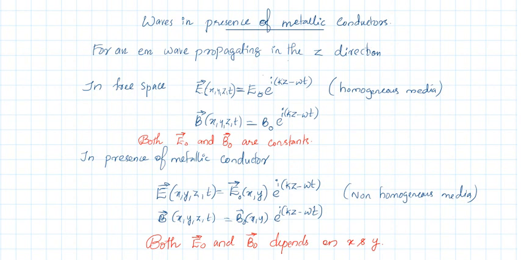Again, assuming that the wave is propagating in the z direction and the dependence assumed is sinusoidal, you can take the z dependence as e raised to i kz. Also, the wave is sinusoidal in time. So the z dependence and time dependence are the same as in the earlier case, but the amplitude part will depend on x, y coordinates. So that is the important difference when you are considering the propagation of a wave in a non-homogeneous media.